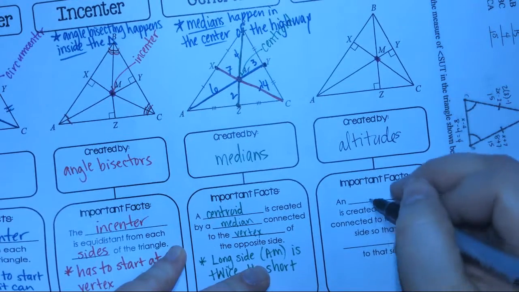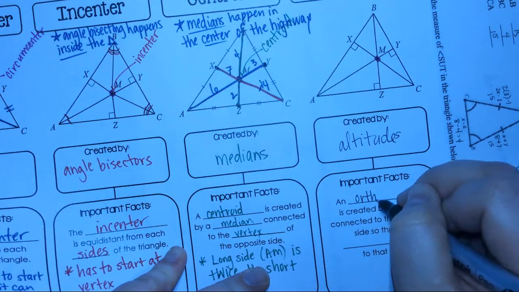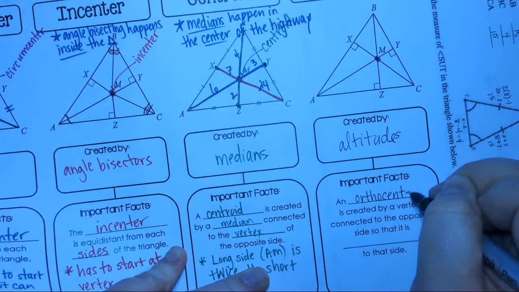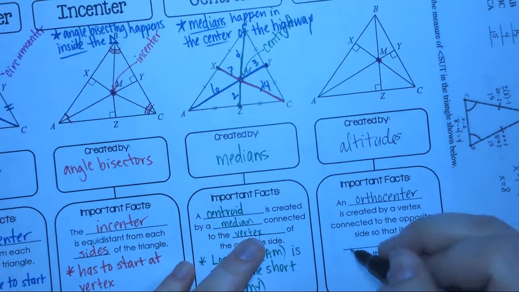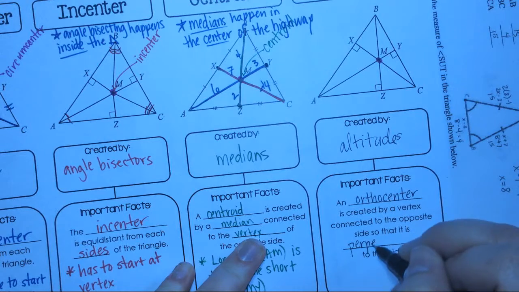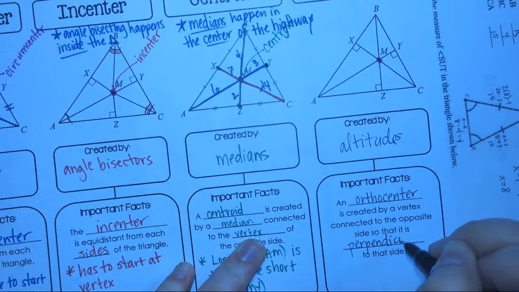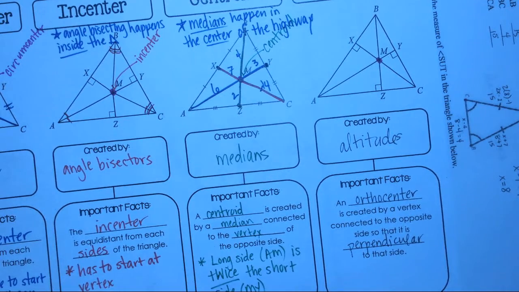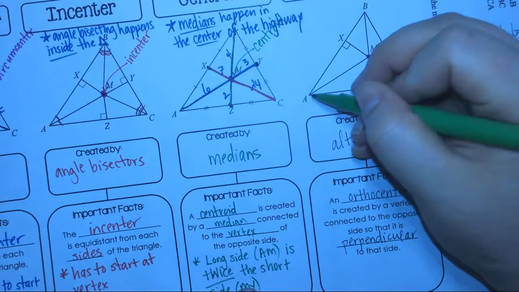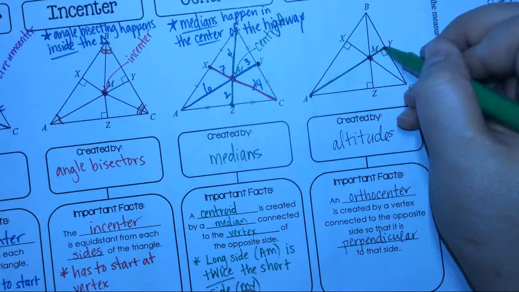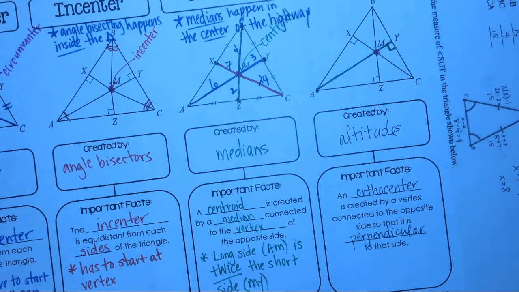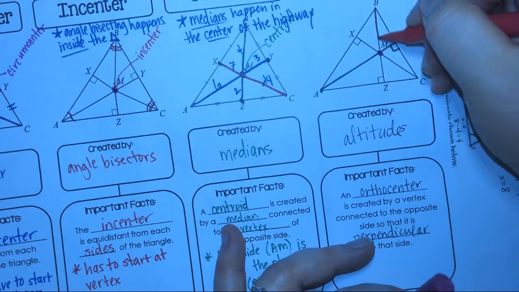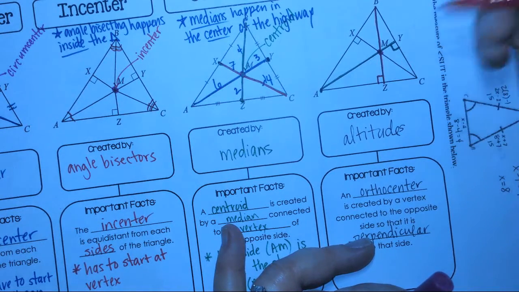Okay, an orthocenter is created by a vertex connected to the opposite side so that it is perpendicular to that side. So you go from a vertex to the opposite side, and those two lines are perpendicular.